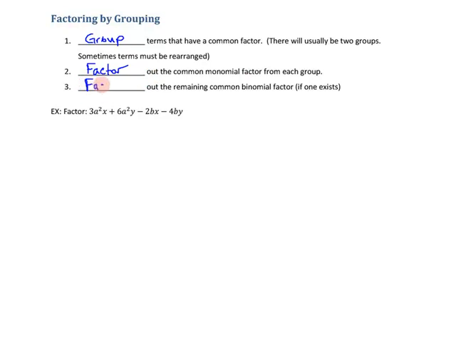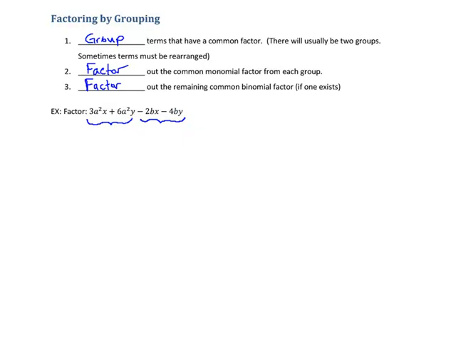Then, if it works out that the result from number 2 has a common binomial, like we just saw in our last example, then we're going to factor it out if it exists. Notice we could do that with this example right here. Let's try this out. Let's group them this way.